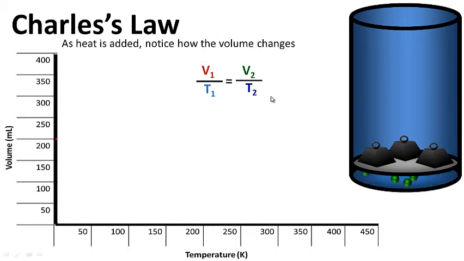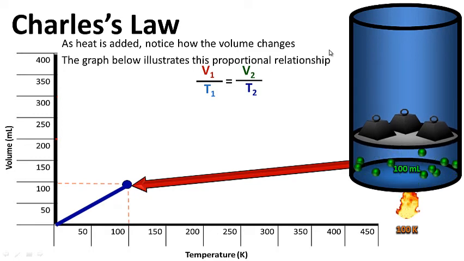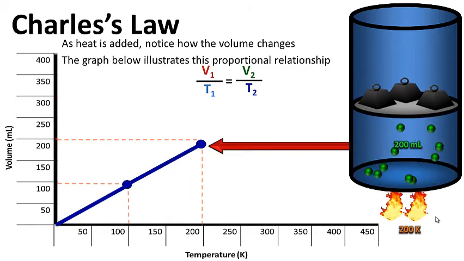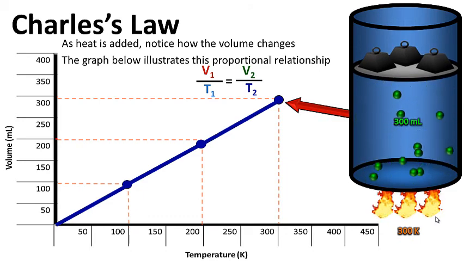So let's add some heat to our gas sample here and see how volume changes. We're going to heat our gas up to 100 Kelvin. Notice the volume went up to 100. Let's add even more heat now. What do you think is going to happen to our volume? We heat it up even more to 200 K or Kelvin. Okay, the volume gets bigger. And if we add even more heat, we have a volume of 300 milliliters. So notice, as we add more heat, the volume increased.